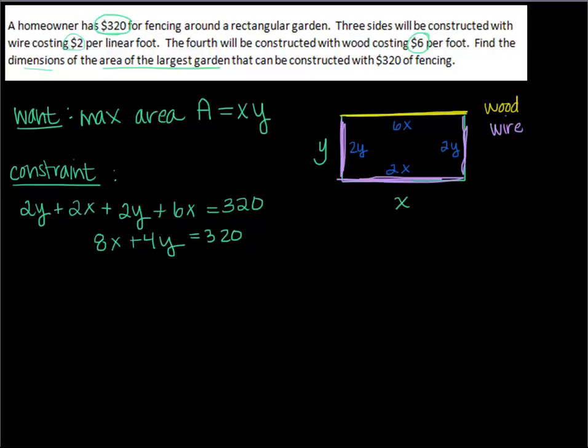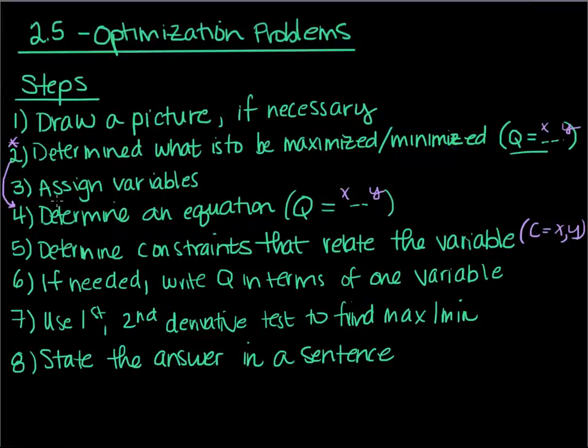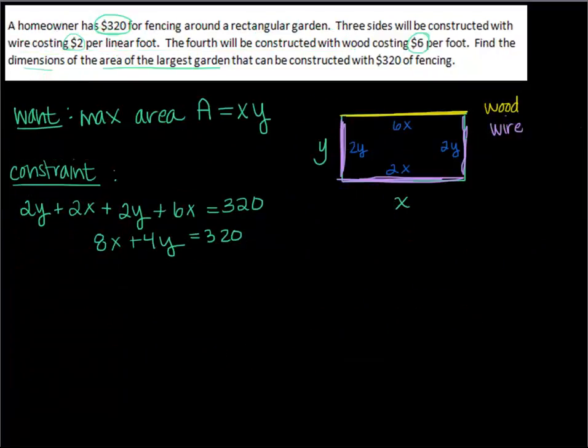I enjoy doing these. Let's go back and see what step we're on. Okay, so we drew a picture, we determined what was to be maximized or minimized. That was our area. We assigned variables, we determined an equation. Man, we are knocking this out of the park. Number 5, we determined the constraints. We are at number 6 now. If needed, write Q in terms of one variable. And that is what we're going to do right now. Look at this guy. I want to maximize area, but the problem is I can't maximize this if it's in terms of 2 variables.